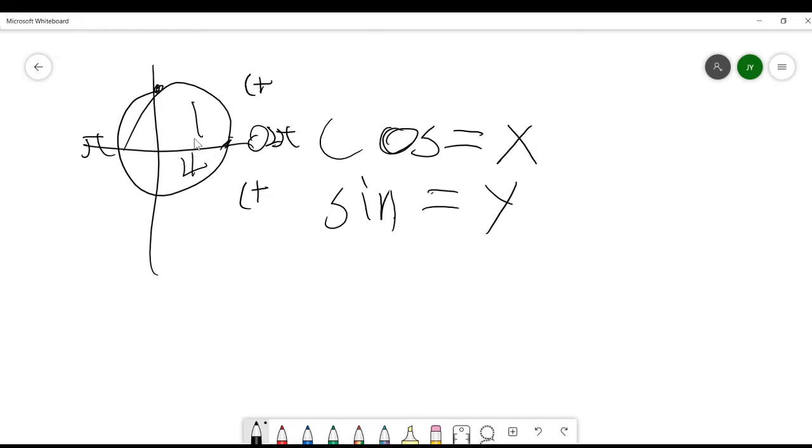Meanwhile, for sine, when are the values positive? In quadrants 1 and 2, because if it goes under here, y is negative. If it goes over, then it's positive. So this is positive here, negative here, x is negative here, y is positive here, and here y is negative and x is also negative.